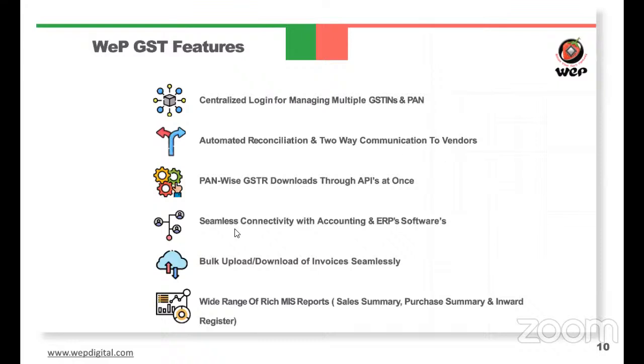Now third, we have PAN-wise GSTR through API as well. We can take the download section PAN-wise through the API. Now coming to the connectivity for your ERP software, we can also integrate with any accounting tool or any ERP software by using the REST APIs.